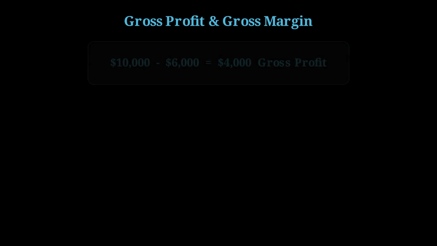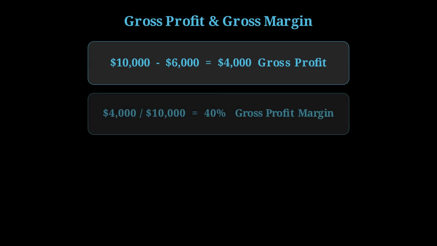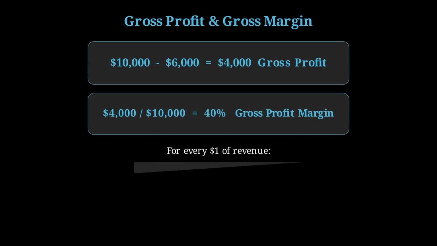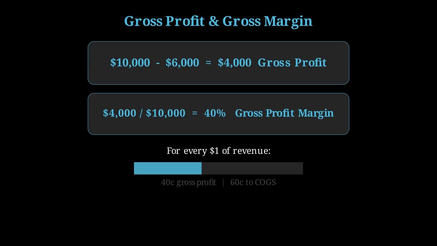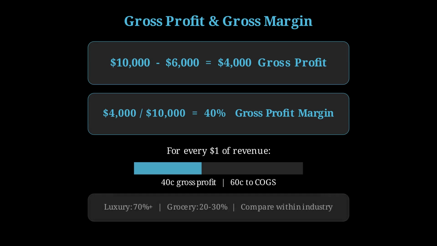Gross profit is revenue minus COGS. It tells you, is the product profitable? If revenue is $10,000 and COGS is $6,000, gross profit is $4,000. Gross profit margin is gross profit divided by revenue, times 100. 4,000 divided by 10,000 is 0.4, times 100 is 40%. Gross profit margin is 40%. This means for every dollar of revenue, 40 cents is gross profit. The other 60 cents went to making the product.